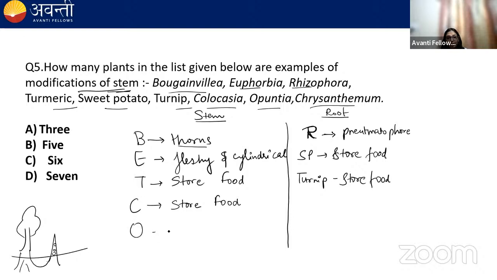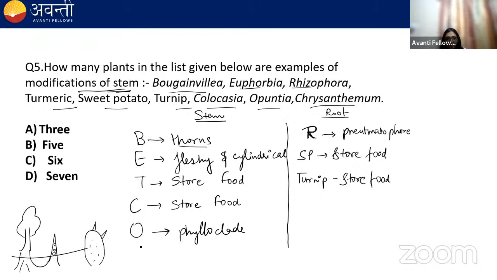Opuntia. Opuntia is also a modification of stem, the phylloclade. The stem becomes swollen and fleshy and performs photosynthetic activity, and the leaves show modification into spines, right?